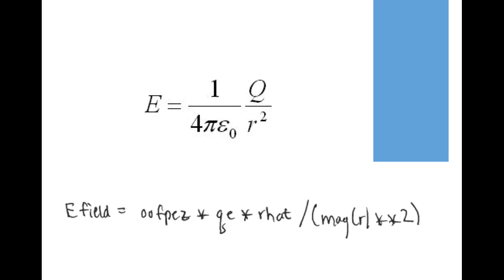In the code already written in the problem, they give us 1 over 4 pi epsilon naught as OOFPEZ. Also, Q is given to us as a variable named QE for the charge of an electron. All we have to do then is to write the magnitude of R that we just calculated squared. This is also shown here. Also notice that it's multiplied by R hat to make E field a vector.